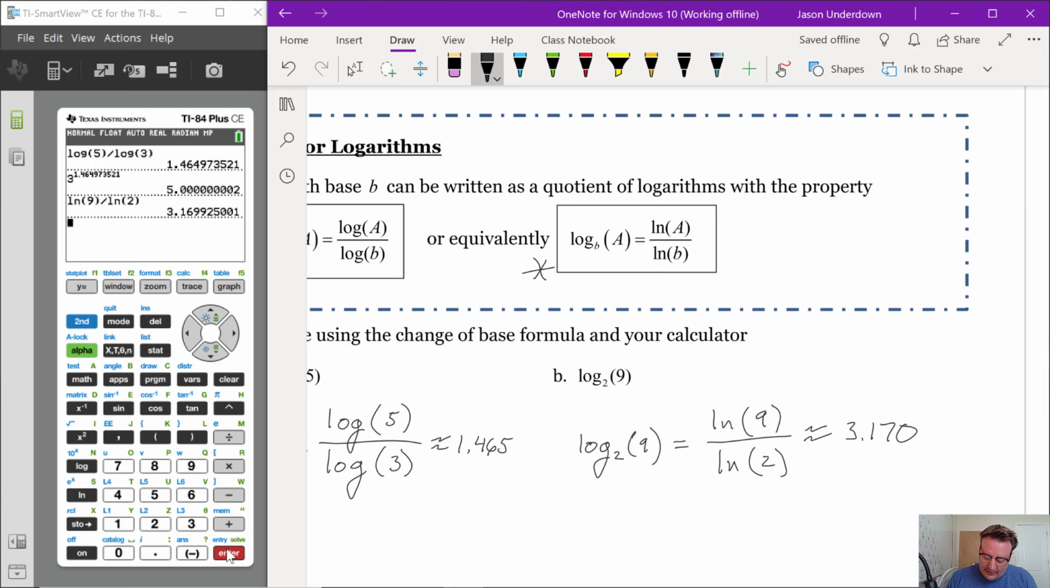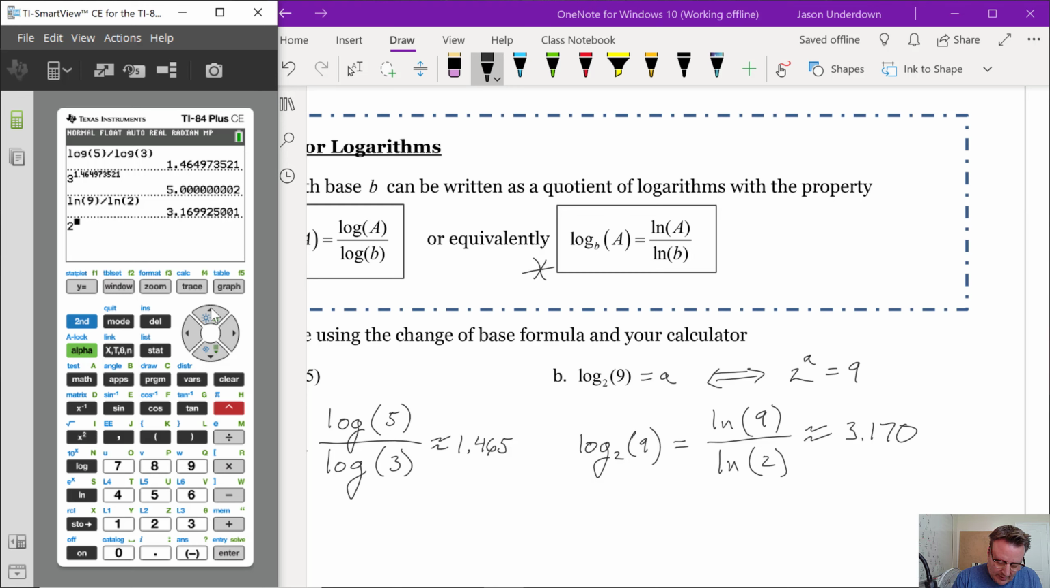Okay. And let's try it out. Remember, if I say this is a, then this is equivalent to saying 2 to the a power equals 9, right? And we just discovered that a is 3.17-ish. So let's do that. So 2 raised to the value we just got, and evaluate that. Yeah, we almost get exactly 9. We're just off in the last digit there, we get just below 9. Okay.